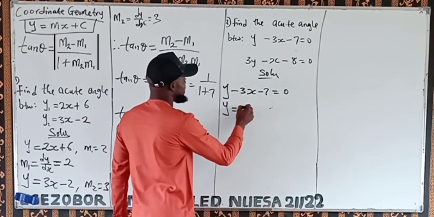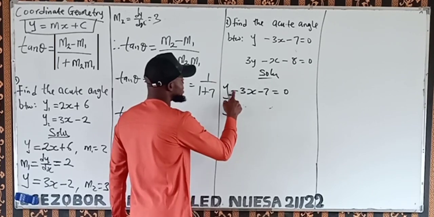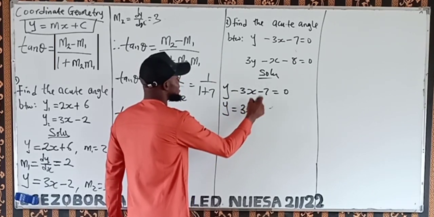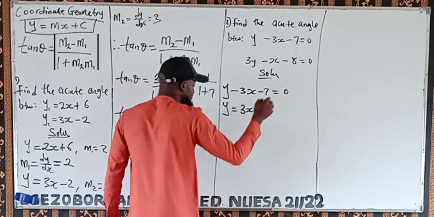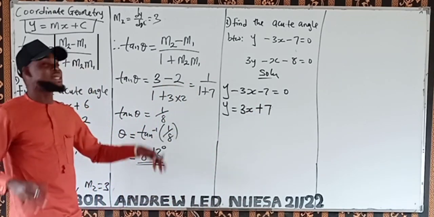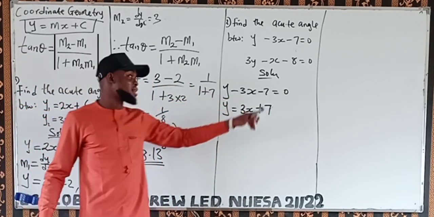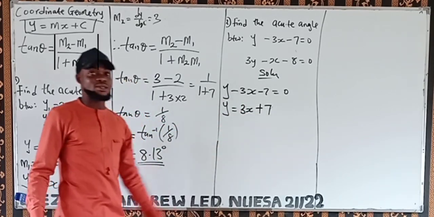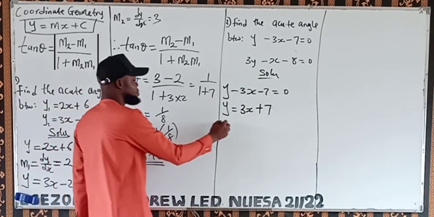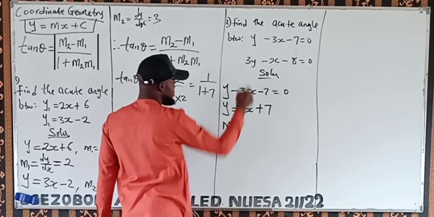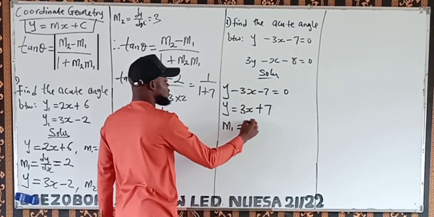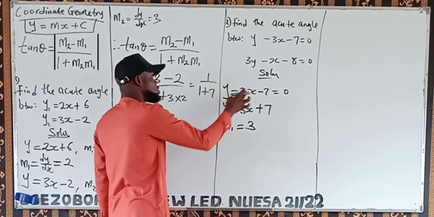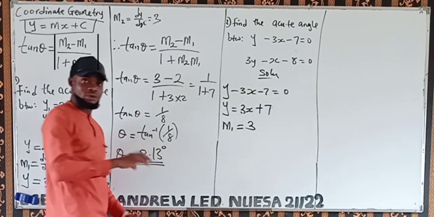plus 3x plus 7. If I ask now, what is the intercept of this line? The intercept is 7. What is the slope of this line? The slope of the first one would be the coefficient of x, which is 3. That will be the slope. You can also differentiate to get the slope, and that will also give you the answer.